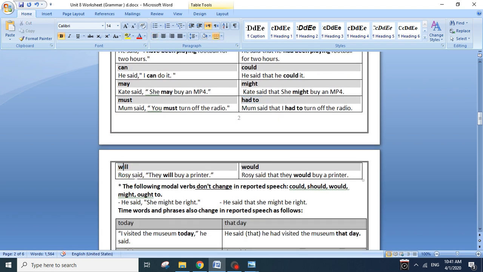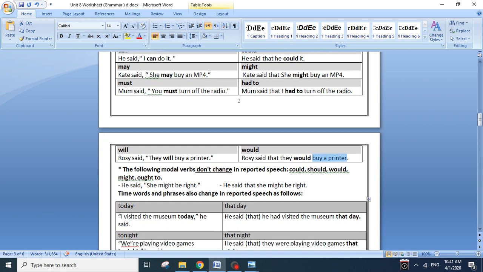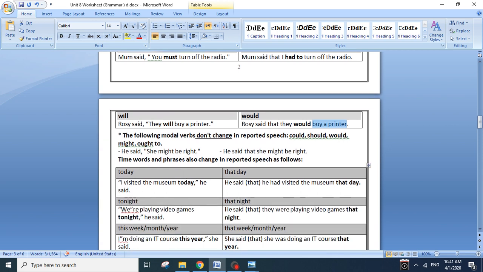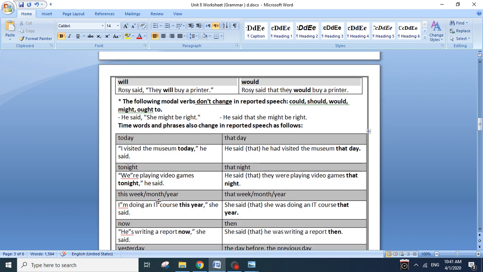Next one, will. Rosie said they will buy a printer. Here from will into would. Rosie said that they would buy a printer. Good. So the following modal verbs don't change in reported speech: could, should, would, might, ought to, because all of them are referring to the past, so just keep them the same.